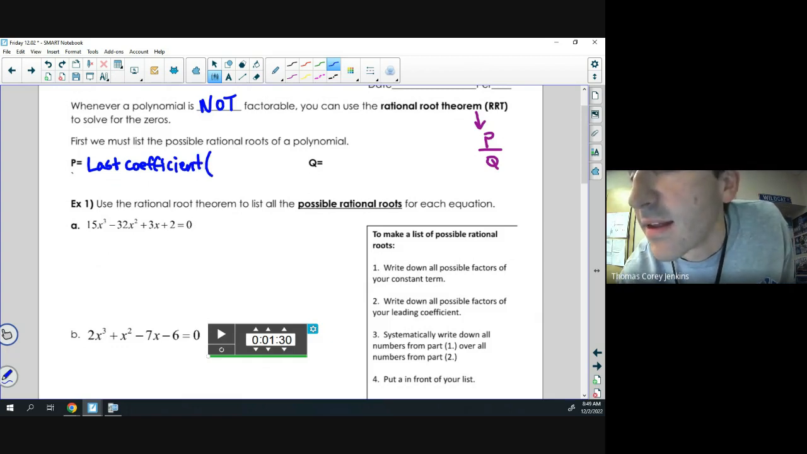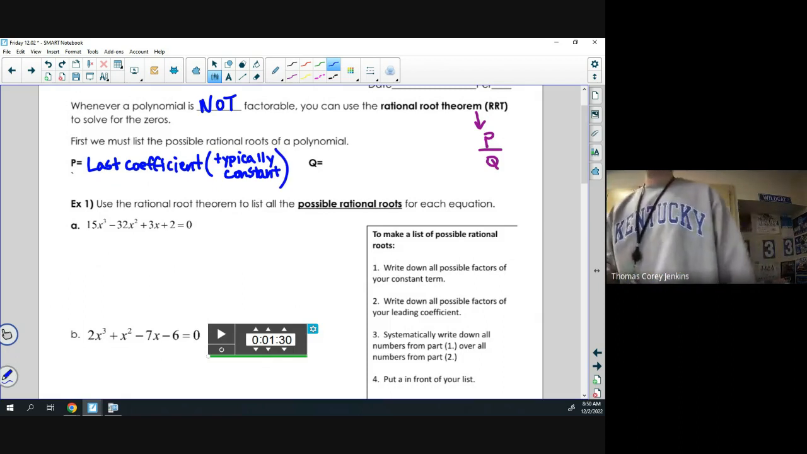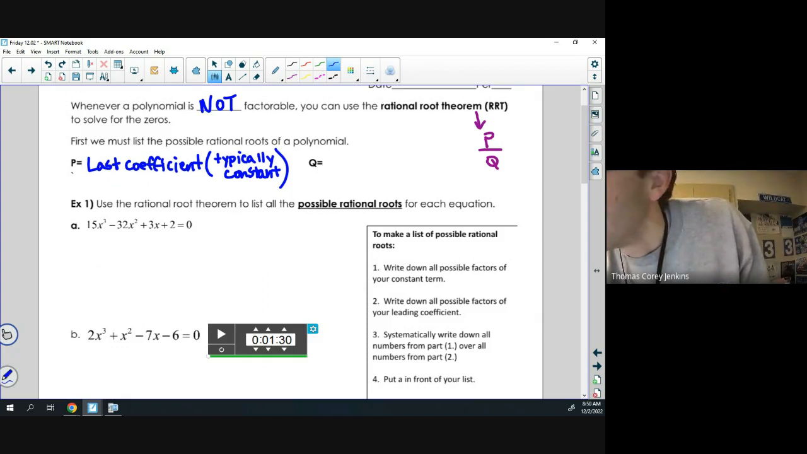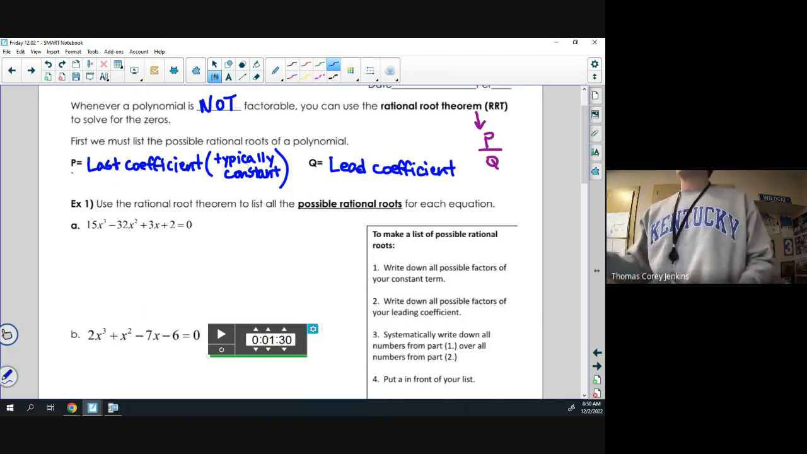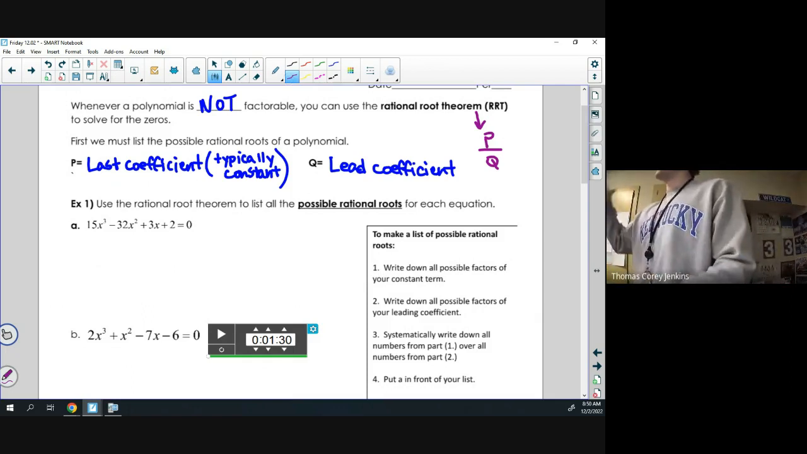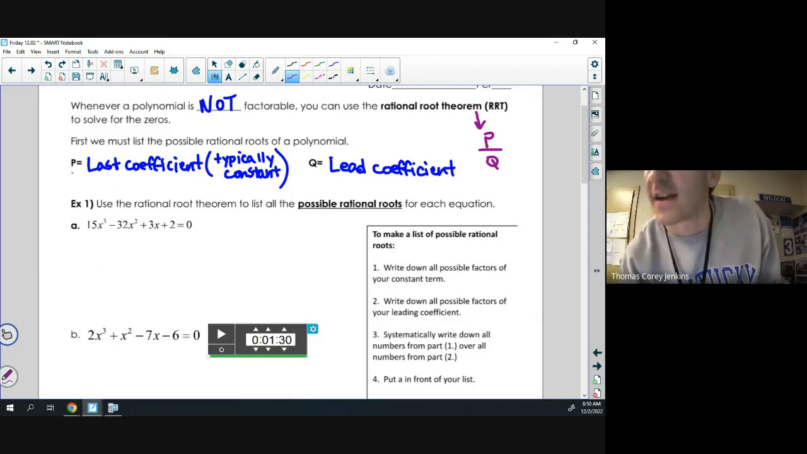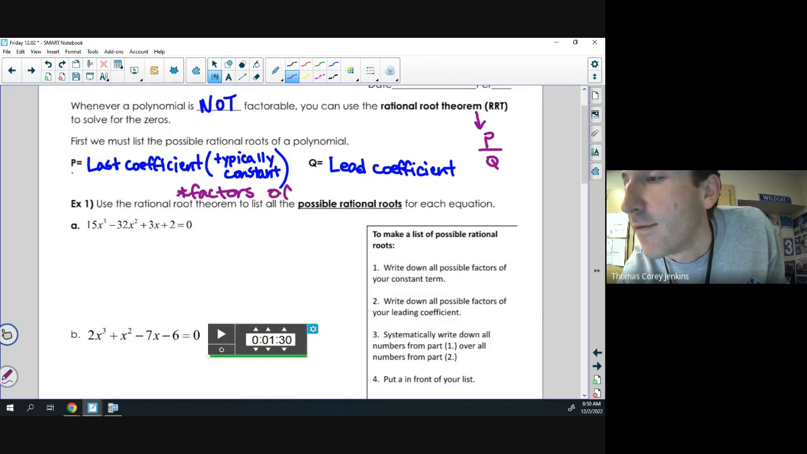You might want to note that. That's typically a constant, right? That's usually what's at the end of our equations. And then Q is the first, or the lead coefficient. And specifically, you're looking at the last coefficient and the lead coefficient, but what about them? It's all of the whole number factors of both, or the integer factors of both. So let's just say factors of each.